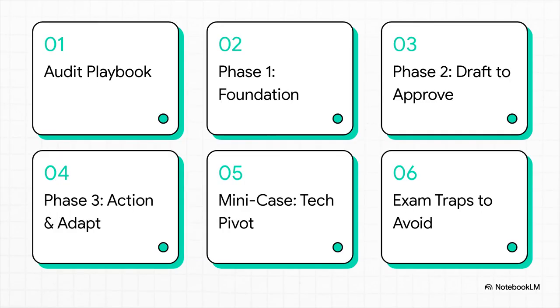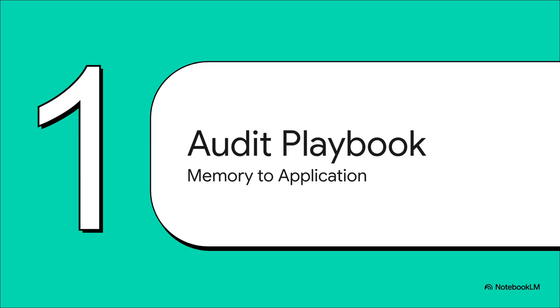Okay, here's our roadmap for this explainer. We're going to introduce our playbook strategy. Then we'll walk through the 3 key phases: foundation, draft to approval, and action and adaptation. After that, we'll test it out with a mini case, and then wrap up with the biggest exam traps you absolutely need to avoid. Starting with Section 1, the Risk-Based Audit Playbook.